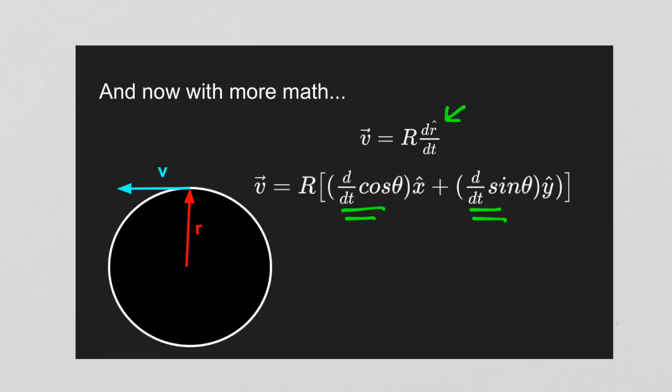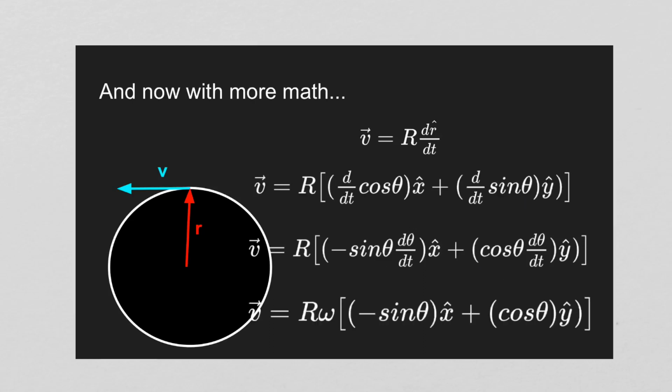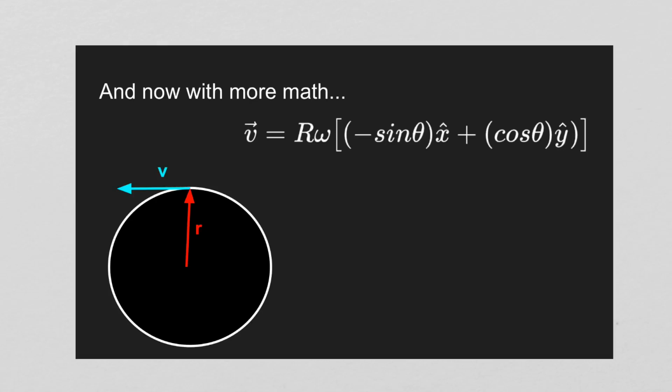So r hat is your position vector. Well, it's actually the position unit vector, which is why it has the magnitude r. So we're going to look at how that r hat changes. We know x is related to cosine, y is related to sine. We take the derivatives. Now I have negative sine and cosine with d theta dt. Well, that's omega. Okay, great. That's cool. We still want acceleration.